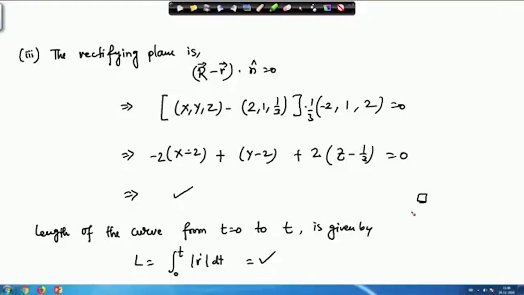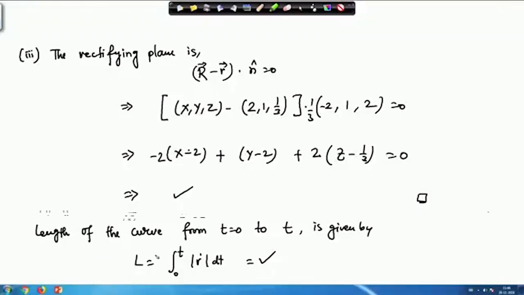Hello students, in the last class we were deriving the equations of the osculating plane, rectifying plane and normal plane, and at the end I started to show you a small example of how you can calculate the length of a curve, but due to time constraint we could not continue. So today I will continue with the same example and then we move on to our next example or next topic, we'll see.